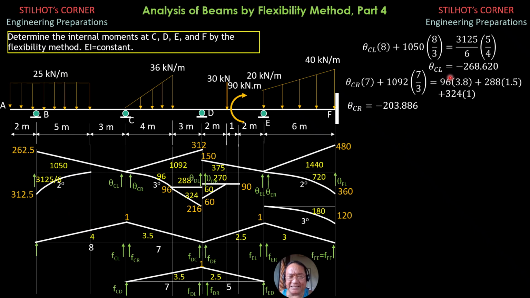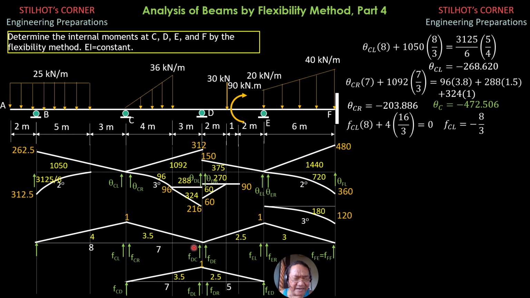So theta C is theta C left plus theta C right, and that is equal to negative 472.506. We then compute these force coefficients. First, FC left. Summation moment at B equals 0. FC left times 8 plus 4 times 2/3 of 8, 16 thirds equals 0. So FC left is negative 8 thirds.